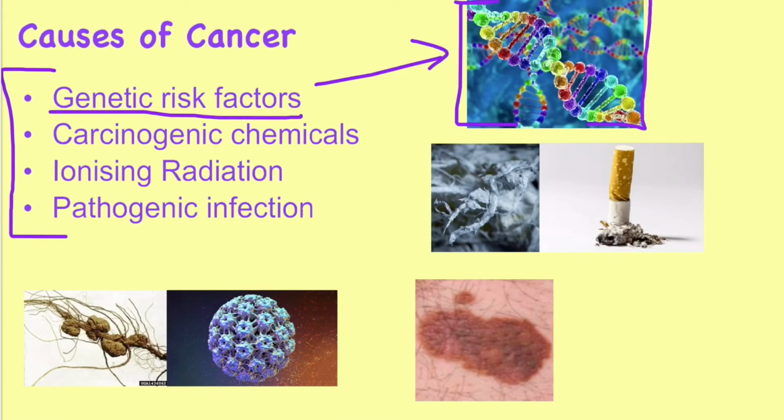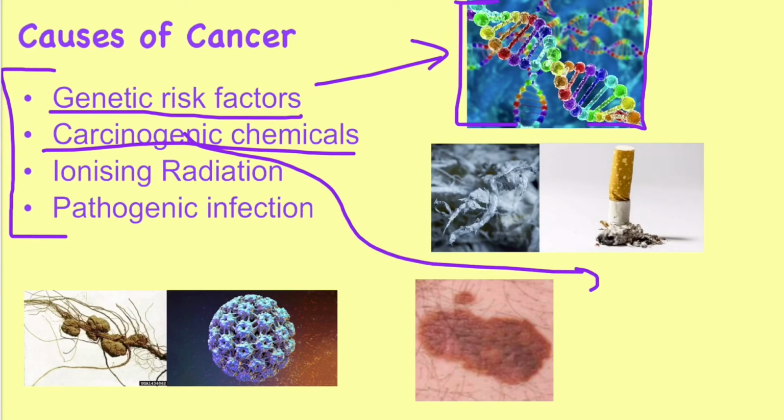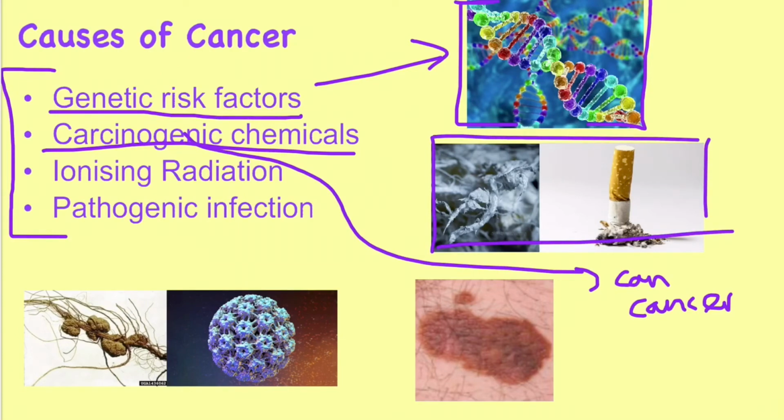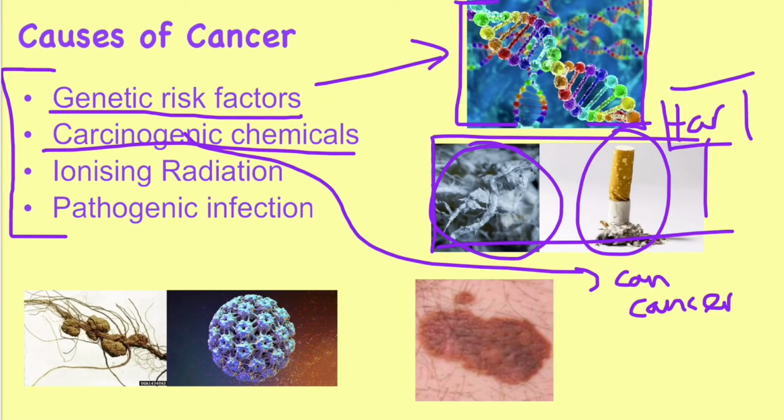Second of all, we have carcinogenic chemicals. A carcinogen is any chemical that can cause a cancer. Two prime examples that we've all probably seen in our everyday lives are asbestos, a harmful chemical found in the roofs of our houses, which when inhaled can cause damage and cancers of the lung. And also in tobacco we have tar found in the cigarettes, and again this damages the lungs and increases the risk of lung cancer.